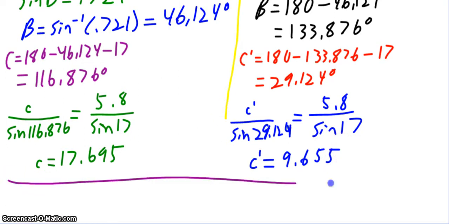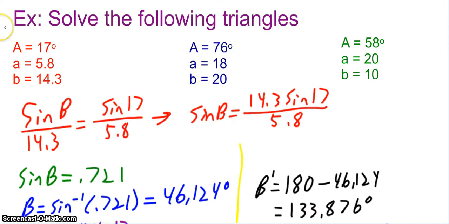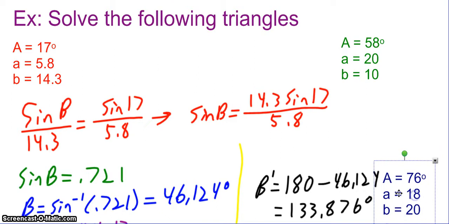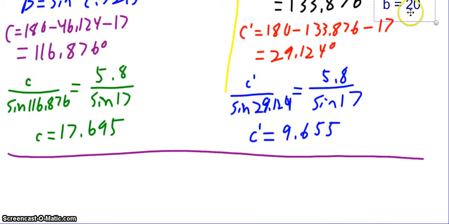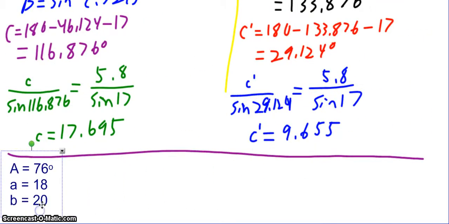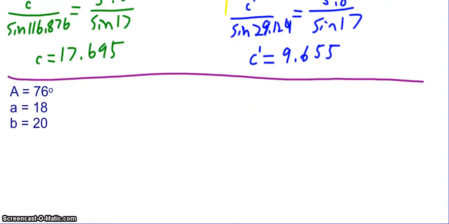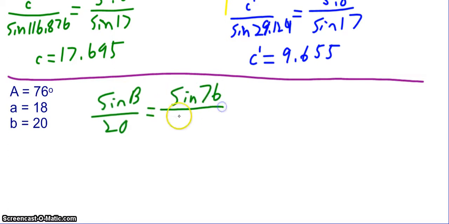So now let's look at the next one. So up here, I'm going to bring this down because this is the one we're solving. Okay, so we've got an angle A is 76 degrees, side A is 18, side B is 20. So again, I'm going to just assume that there's at least one solution. So the only thing I can find is angle B. So I can do the sine of B over 20 equals the sine of 76 over 18.